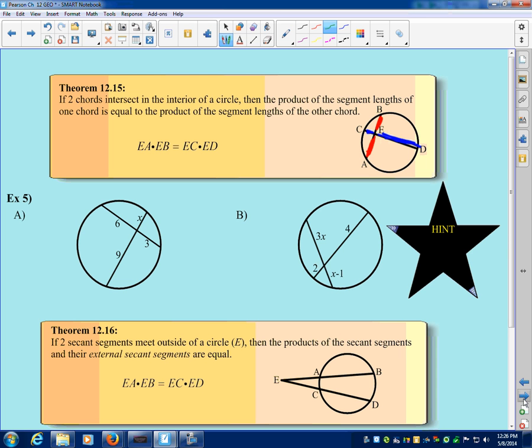For A, that would mean 6 times 3 equals 9 times X. So 18 would equal 9X, so X would equal 2. Super easy to use. But going back to Kira's question, why does that work? Well, if I draw in this right here, and this right here, let's just go ahead and do this.